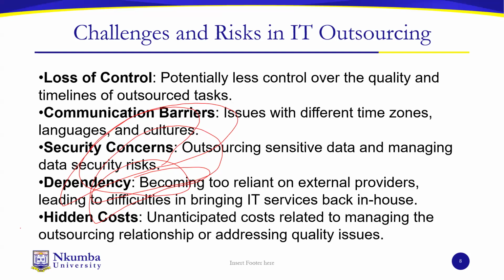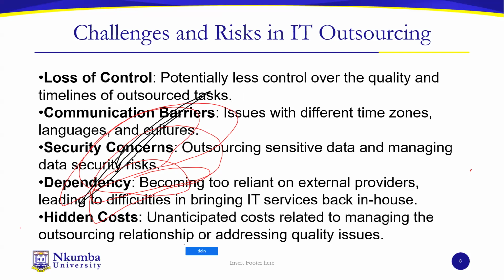Then security concerns. Again, outsourcing sensitive data and managing data security risks. Some people come as thieves. Then dependency. Becoming too reliant on external providers, leading to difficulties in bringing IT service back into the house. So every time anything happens, you need to bring people from outside.